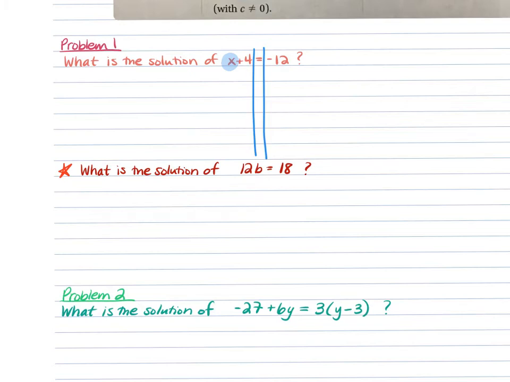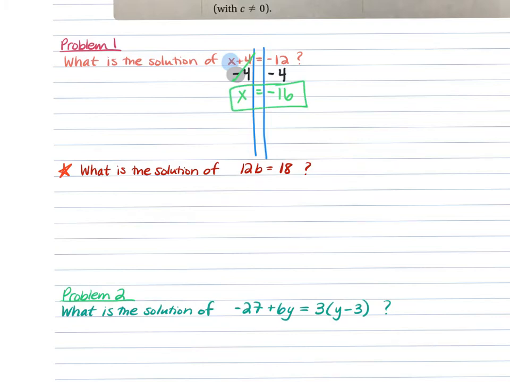In this case, 4 is being added to it. So we want to undo that by subtracting 4. If we do that on one side, we have to do it on the other. So we're going to subtract 4 from both sides. This goes to 0. So we don't write x plus 0, right? That just goes away. And in algebra, we don't write that 0, so we just are left with x on this side. x equals, and then negative 12 minus negative 4 is negative 16. And now x is alone, so that is my answer.